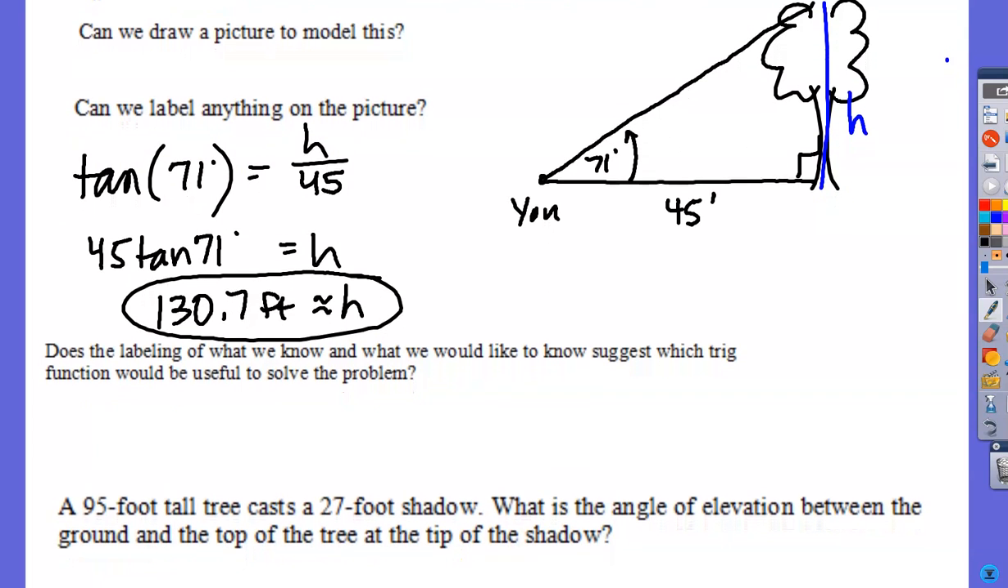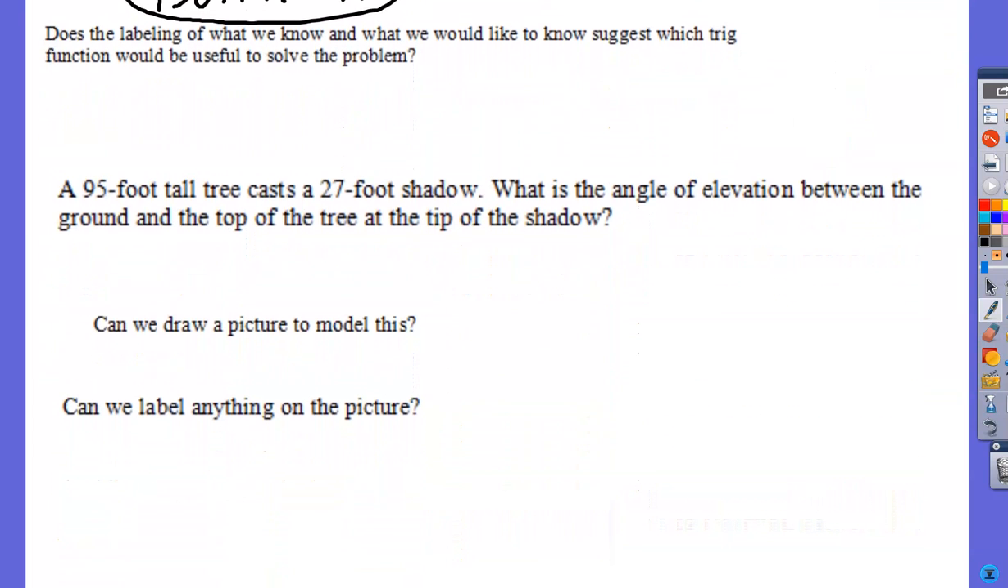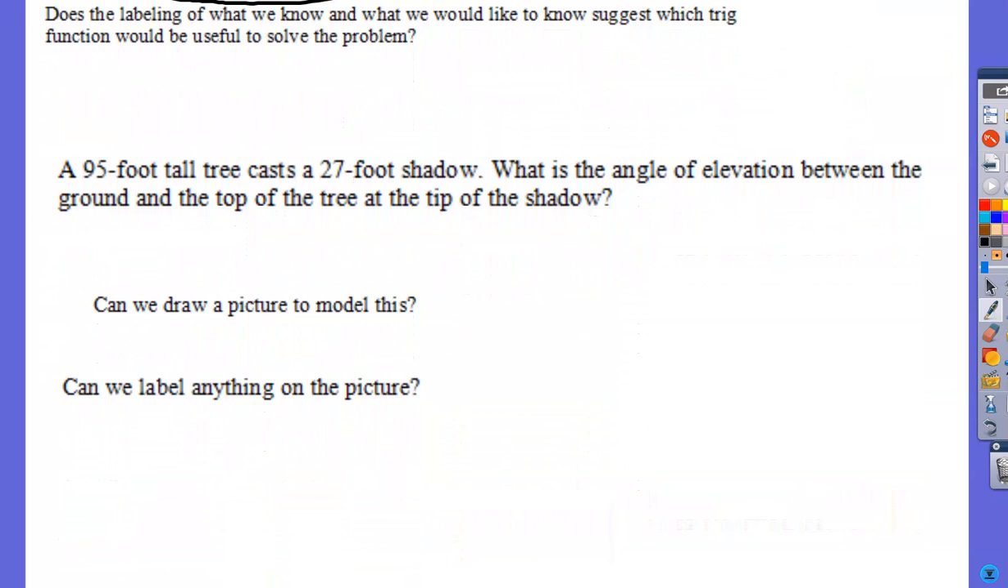Okay, let's try another one. Again, if you want to pause and try setting it up on your own, this would be a great time to do that. And if you wanted to work with me, you can. So we have a 95-foot tall tree that casts a 27-foot shadow. What is the angle of elevation between the ground and the top of the tree? This time I'm looking for an angle. So let's set it up.